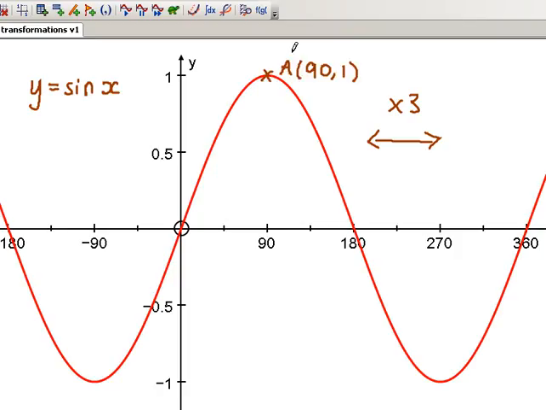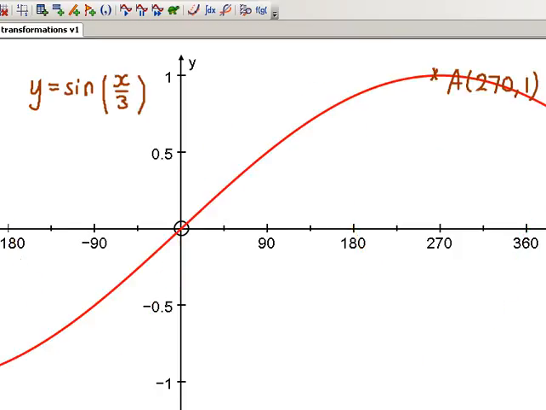Point A on the graph has an x-coordinate of 90 and a y-coordinate of 1. After the stretch in the x direction, the x-coordinate will be multiplied by the stretch factor and the y-coordinate will remain unchanged. So this is the graph of y is equal to sine x over 3 after the stretch of times 3 has been applied in the x direction. And here is point A, and the x-coordinate is now 270, so 3 times the original x-coordinate, and the y-coordinate is unchanged.